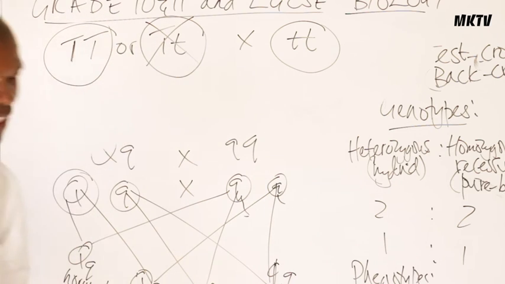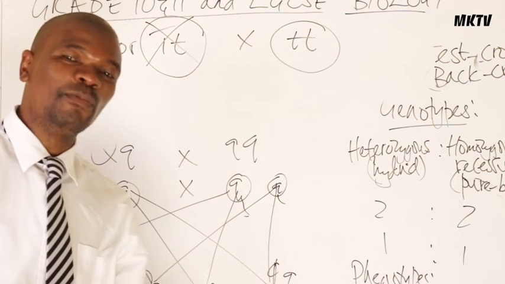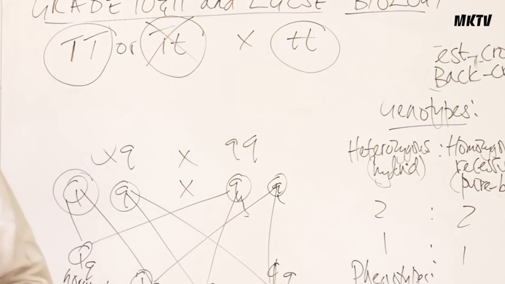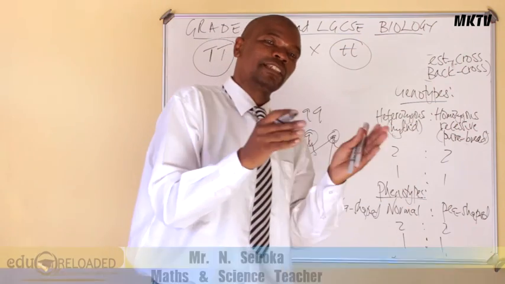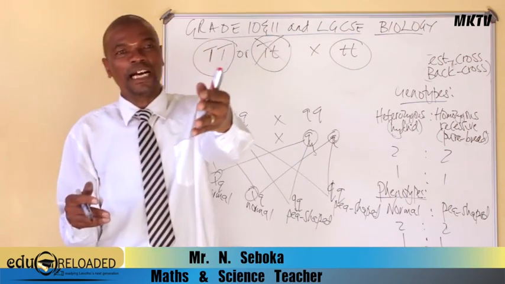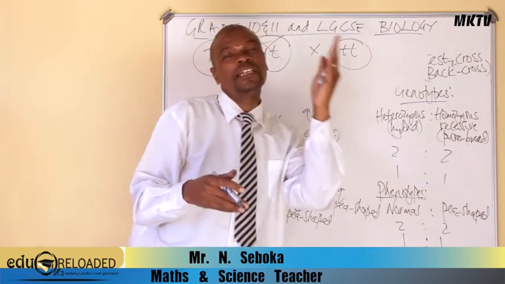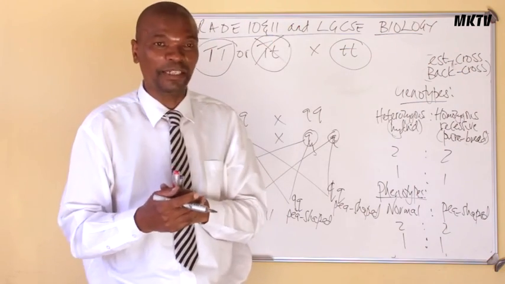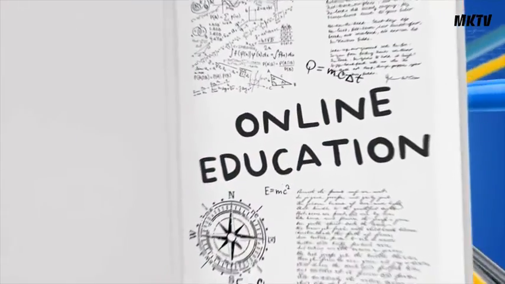And boys and girls, that is about monohybrid crosses, complete dominance. The next one that I shall do will be incomplete dominance. This is where we talk about blood types. How come you are blood type A, blood type AB, blood type B, blood type O? Remember, we did talk about that. Thank you so much.